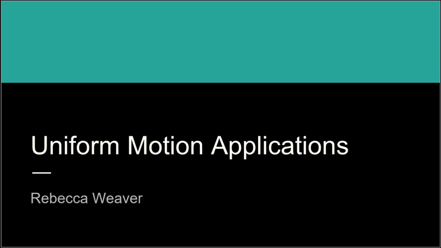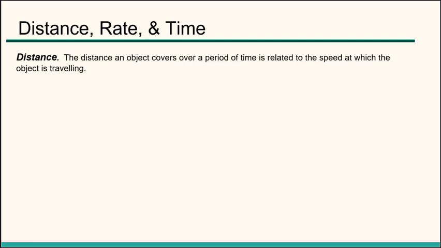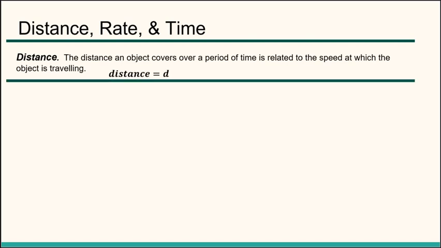I'm going to be doing uniform motion application problems today. In order to do this, we're going to talk about distance, rate, and time. So we need to know exactly what we mean by each of those. The distance an object covers over a period of time is related to the speed at which the object is traveling. We're going to call our distance lowercase d.